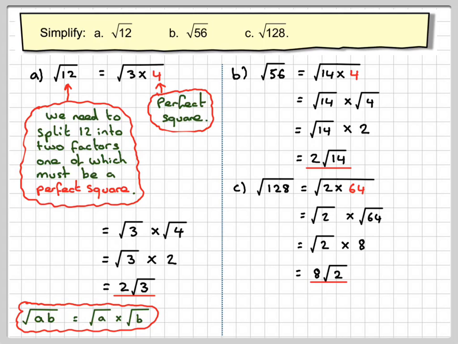Okay, so the important thing is that one of these numbers must be a perfect square, i.e. you can take the square root of it.